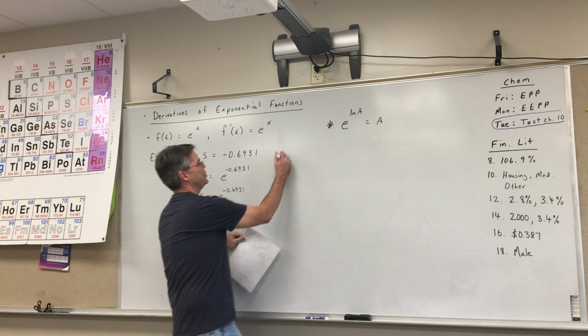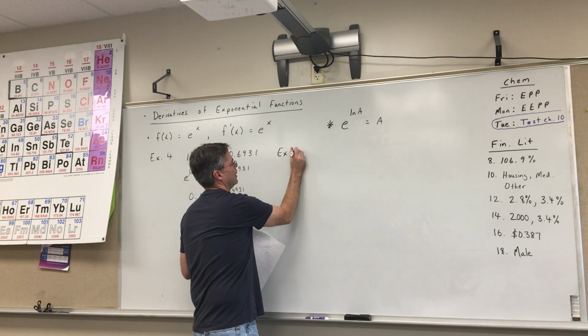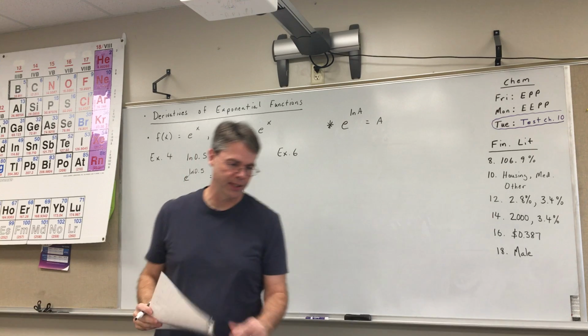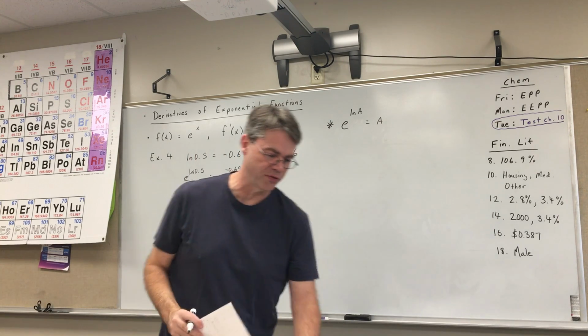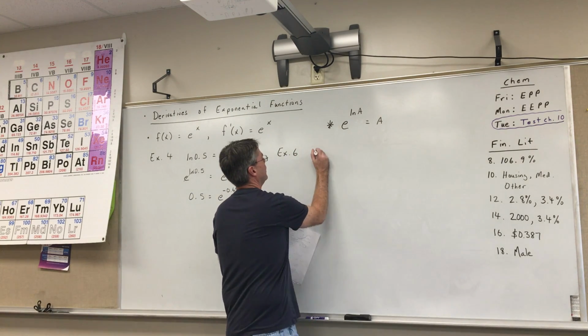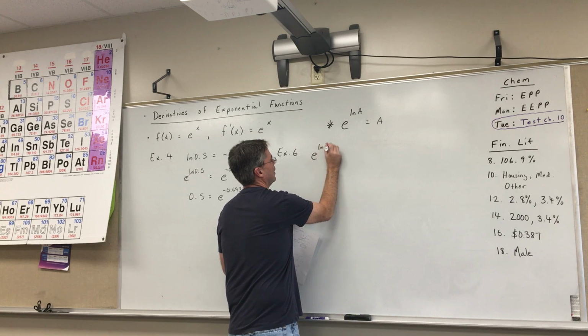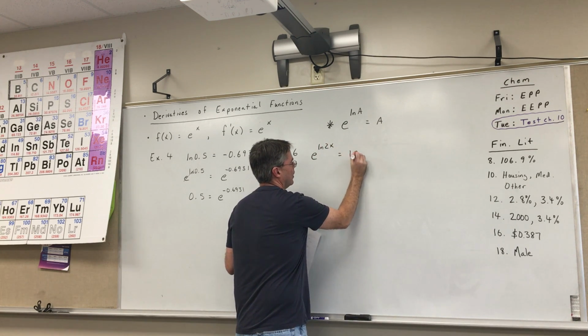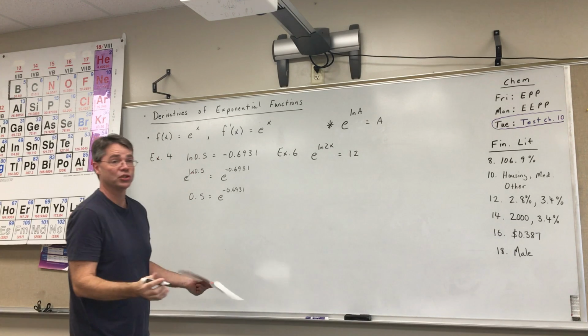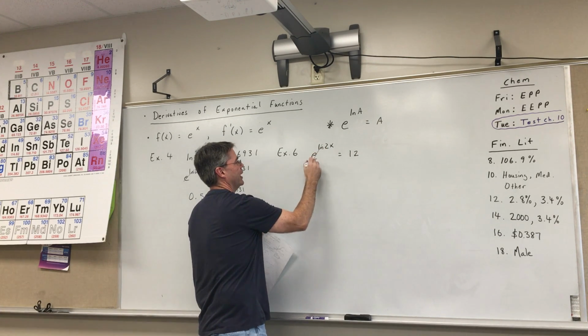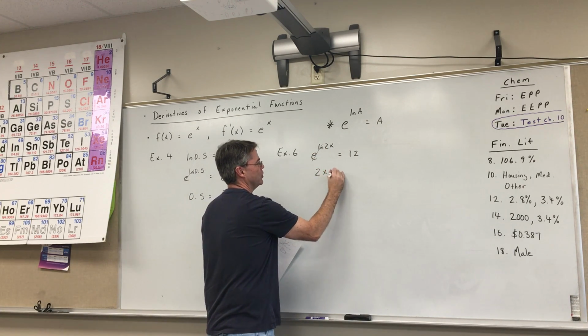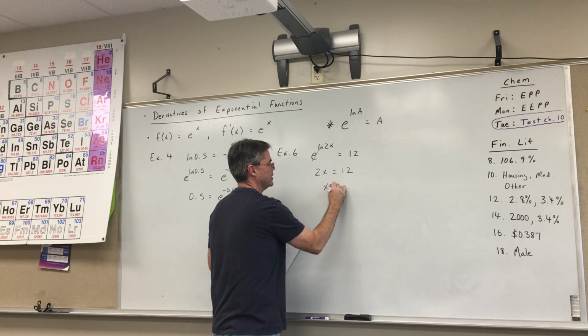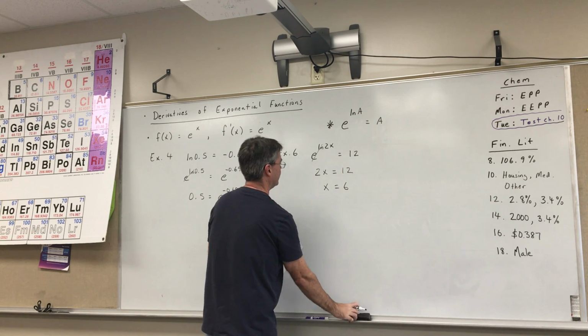All right, example 6. Okay, it says we have e to the natural log of 2x is equal to 12. We want to solve for x. Well, e and natural log cancel each other out. So we have 2x is equal to 12. So x is equal to 6.